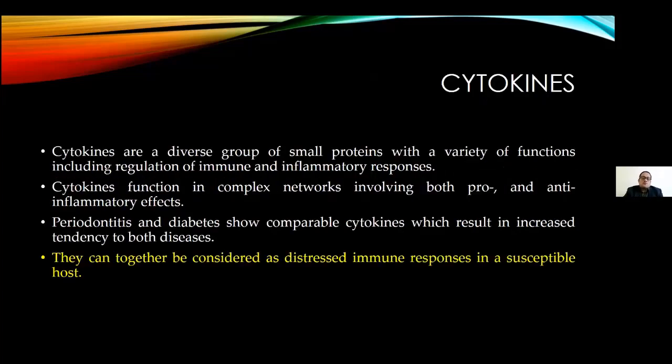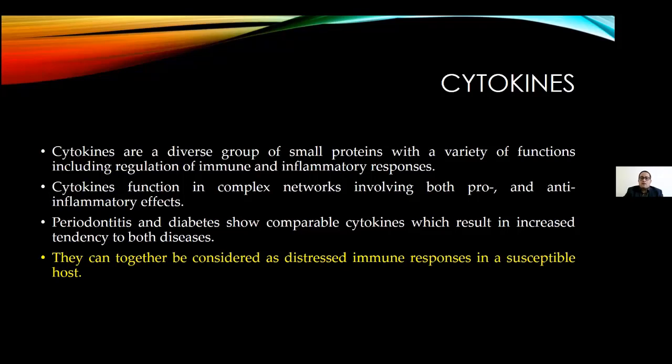This brings us to the most important immunological aspects pertaining to periodontitis as well as diabetes. And we start off with cytokines. We know that cytokines are a diverse group of small proteins with a variety of functions, which includes regulation of the immune and inflammatory responses. Now, cytokines function in complex networks. This is the reason why I mentioned the network in the opening slide. Everything is network based, with respect to trying to figure out some explanation regarding the sustained inflammatory burden in individuals who have both diabetes as well as periodontitis.